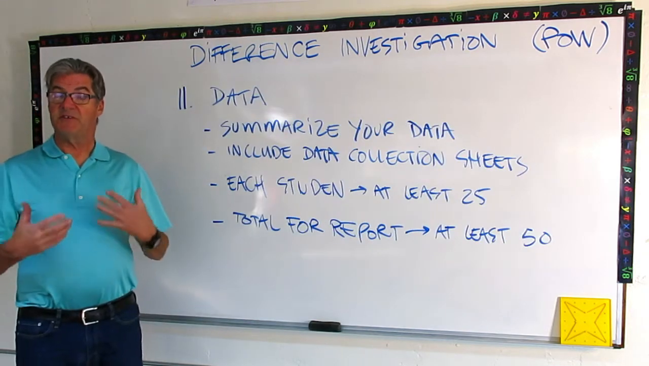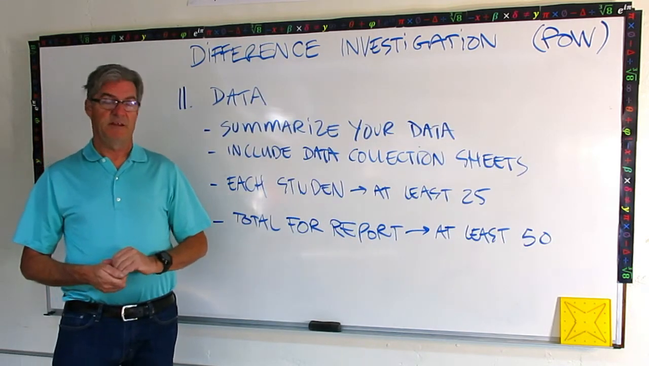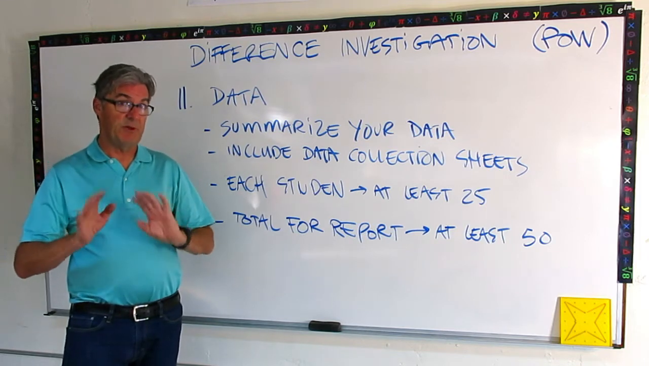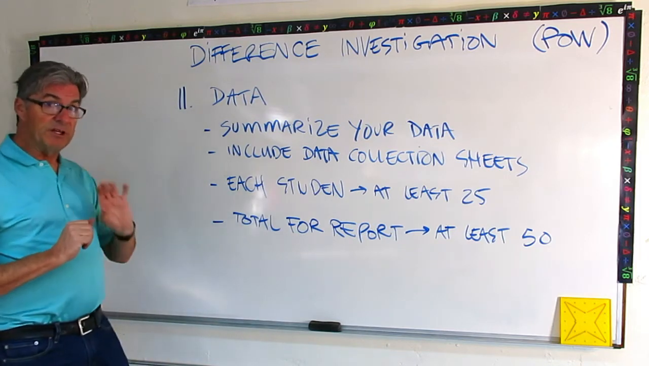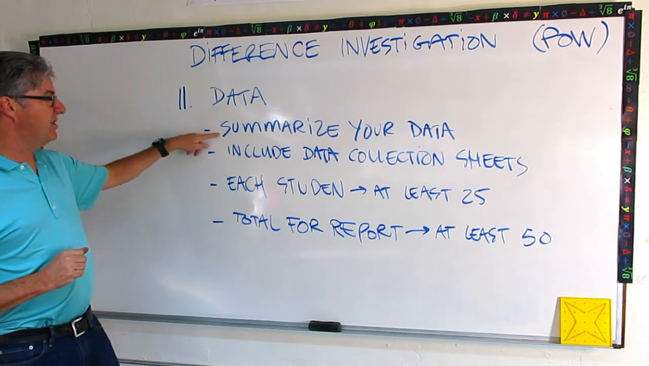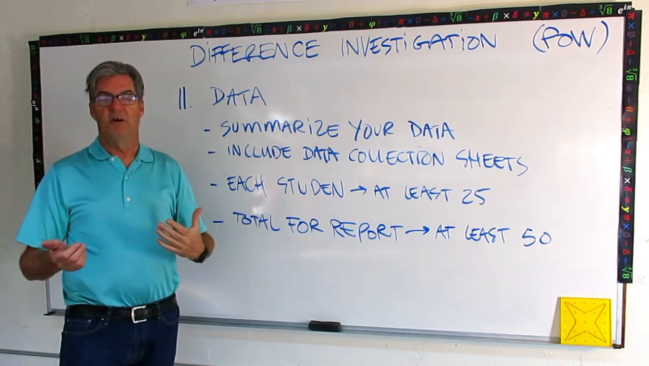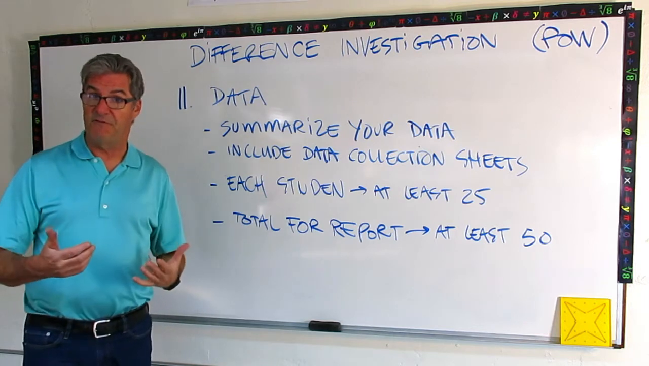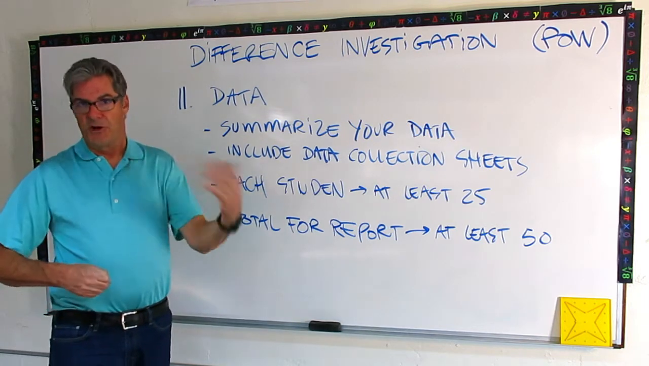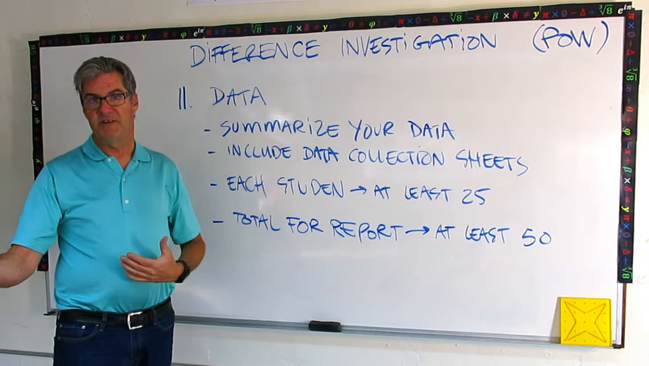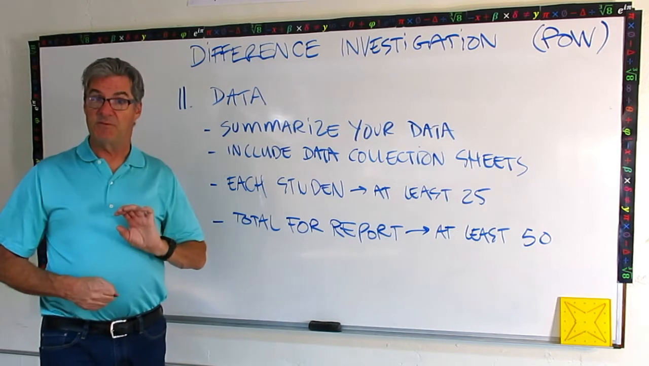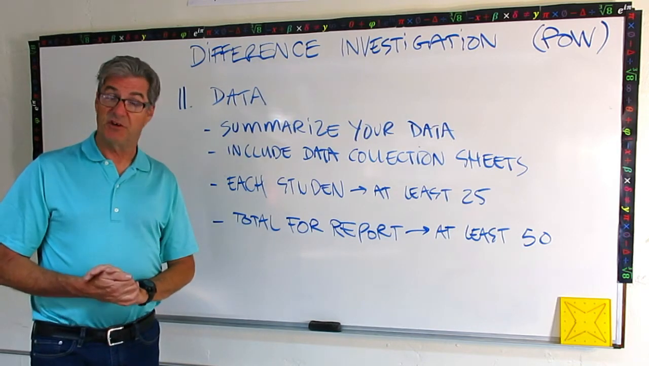Okay, the second section is your data. And this kind of goes in 2 places, so pay attention, don't get confused. You're going to write a really short paragraph that's going to summarize your data. So you're going to say something like, well, we interviewed 75 people, 38 of which were girls, the rest were boys, and 47 people answered yes to the question.